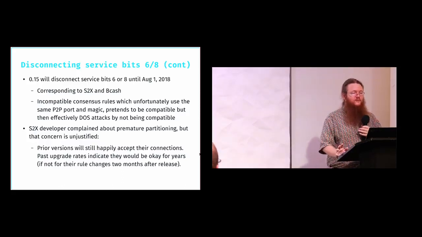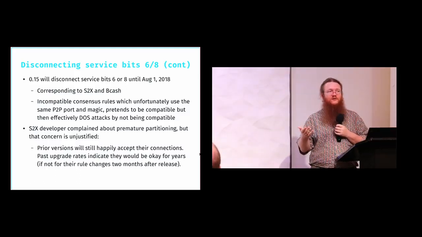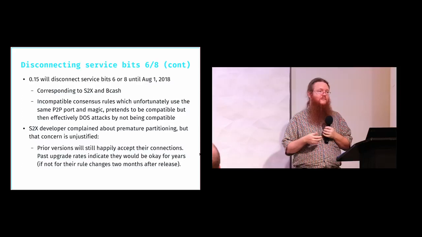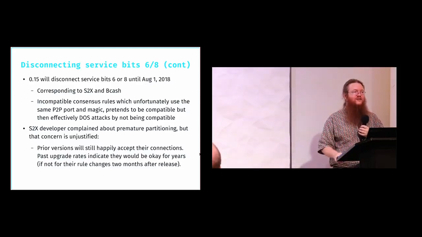So 0.15 will disconnect any peer which is setting service bits 6 or 8, which is the S2X and Bcash; both set these service bits. And it will continue to do this until August 1st, 2018. So if something connects that's running one of these pieces of software, it just immediately disconnects them. And so that reduces these otherwise honest users inadvertently DOS attacking each other.